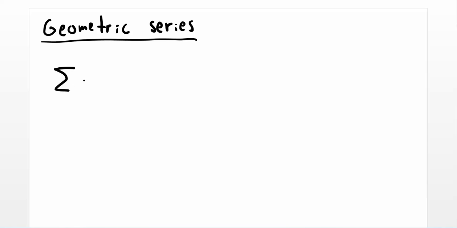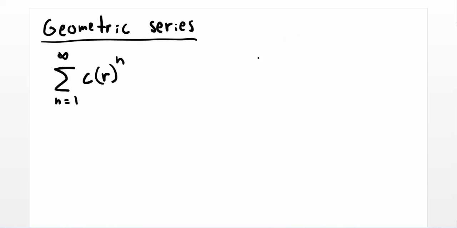So now let's look at geometric series. These will have a very specific form. It will look like a constant times r to the n. So there's a number as the base and n is the exponent.